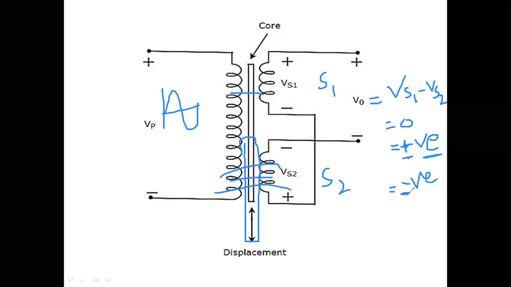This negative sign represents my direction of displacement. The magnitude of this output tells me amount of displacement.